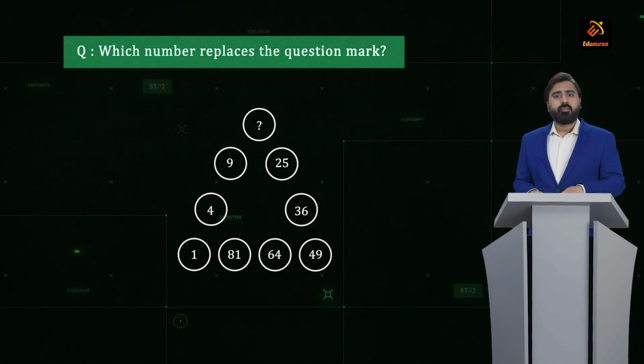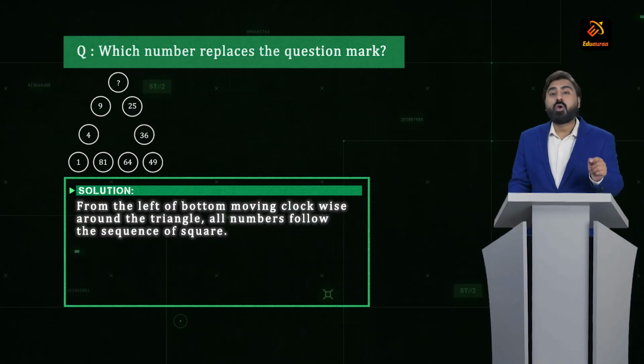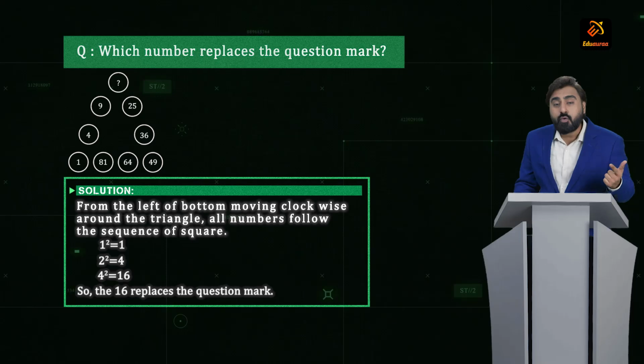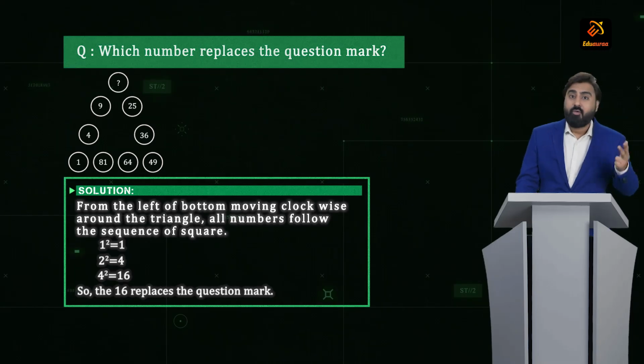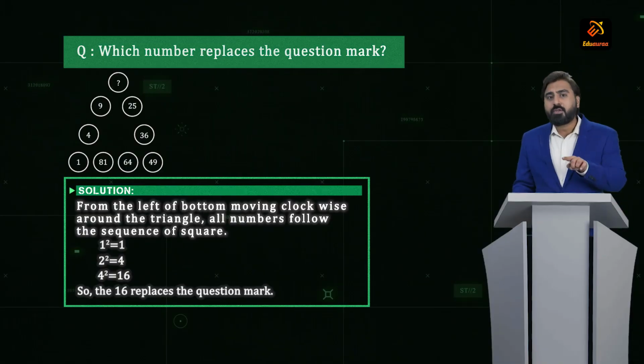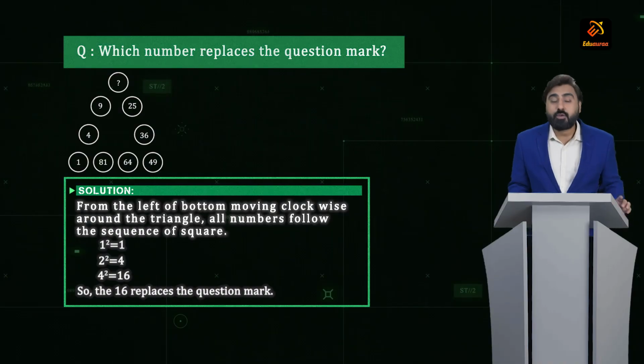So students, can you relate these numbers with something? Yes, if you see properly, these numbers are basically the square of a few numbers. Square of 1, square of 2, square of 3, 5, 6, 7, 8 and 9. So out of this, which number is missing? Square of 4 is missing.